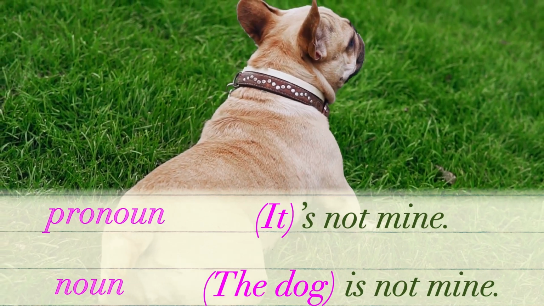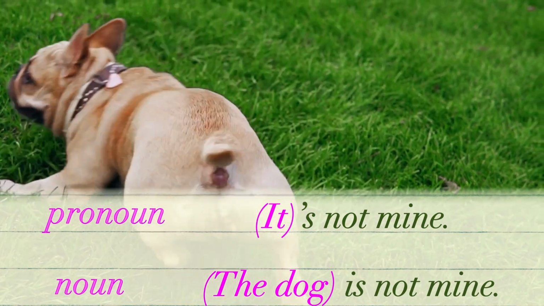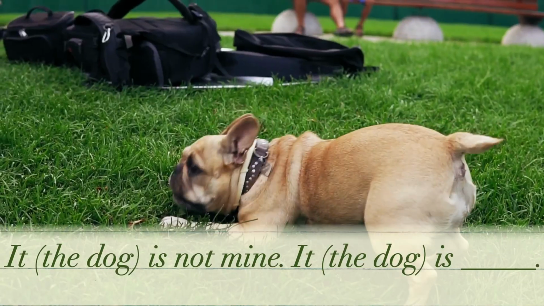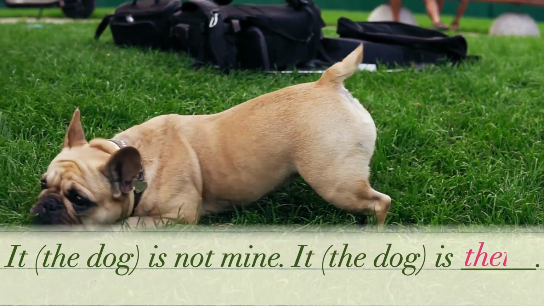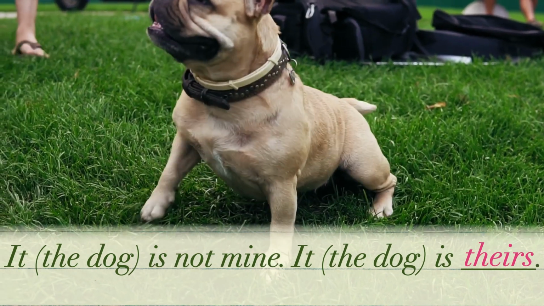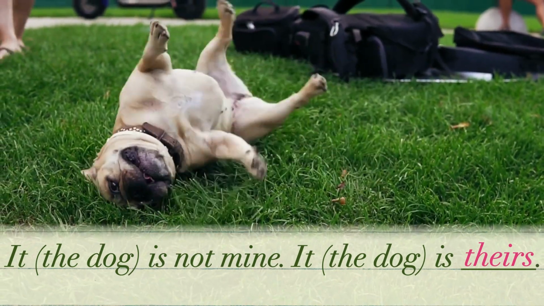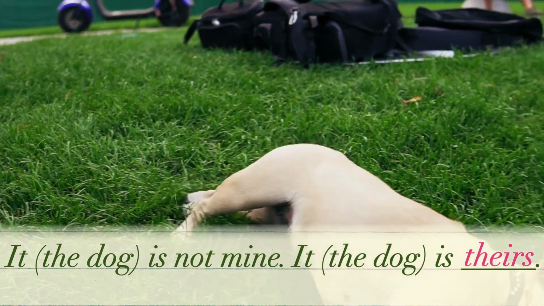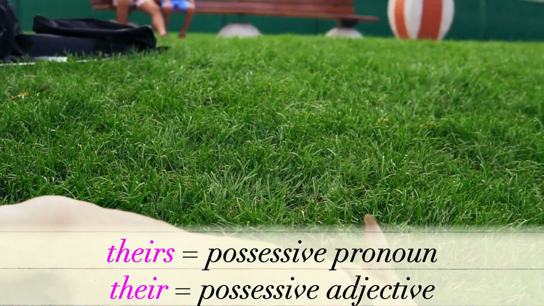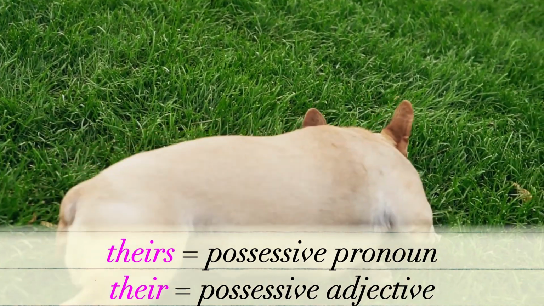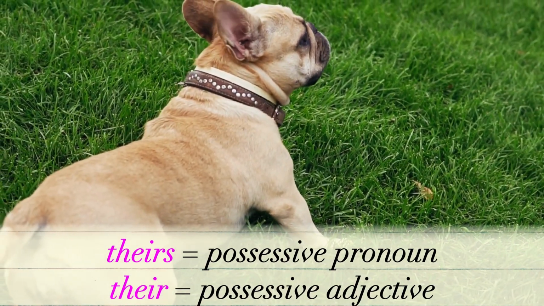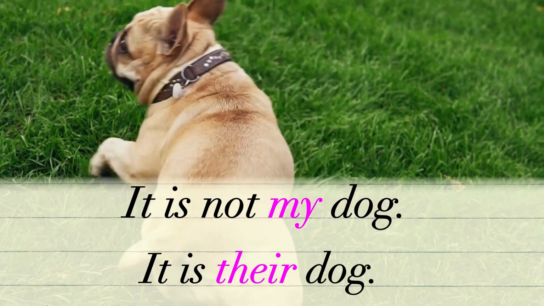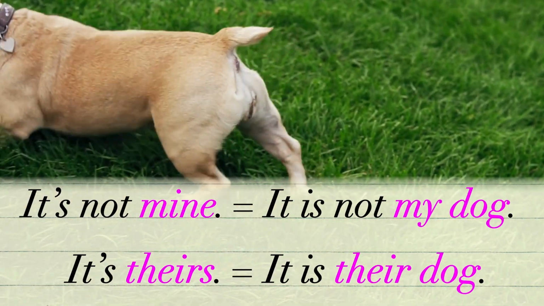So mine is a pronoun, and I'm saying that the dog is not mine, implying that the dog belongs to someone else. It, the dog, is not mine. It, the dog, is theirs. Just like the word mine, theirs is a possessive pronoun. It's close to the possessive adjective their, with the difference being part of speech. Let's rephrase both sentences. It is not my dog, it is their dog. We are conveying the same message, only the semantics have changed.